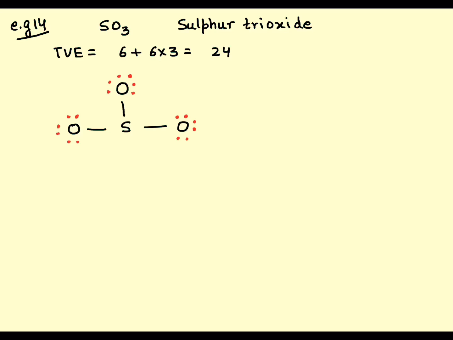Sulfur trioxide, SO3. I've done the basic groundwork. Total valence electrons is 24. Distribute the electrons, complete the octet. Are they happy? Let's see. 8, 8, 8. What about the host? 2, 4 and 6. Oh, that's a sad thing.